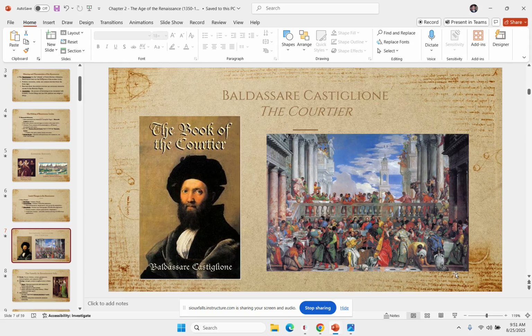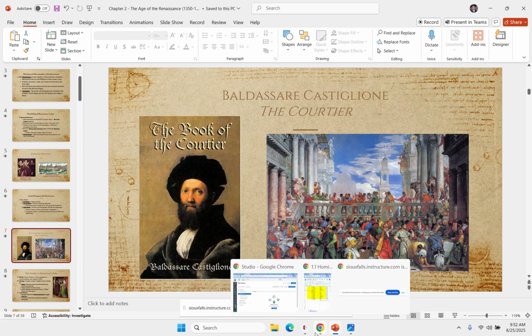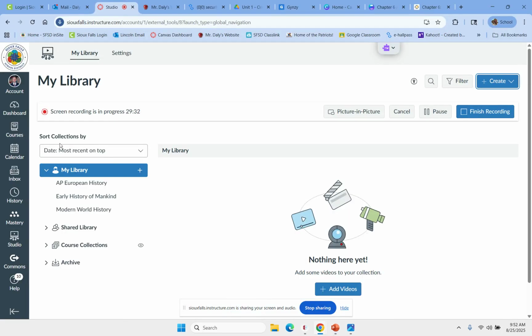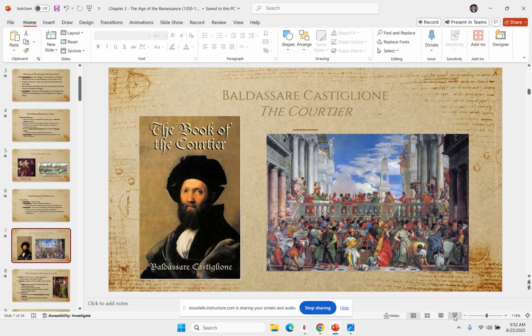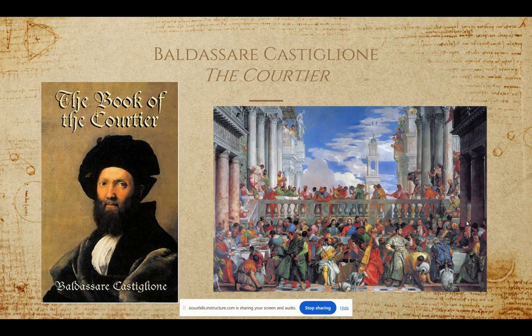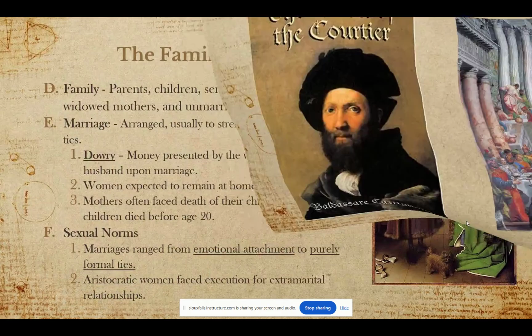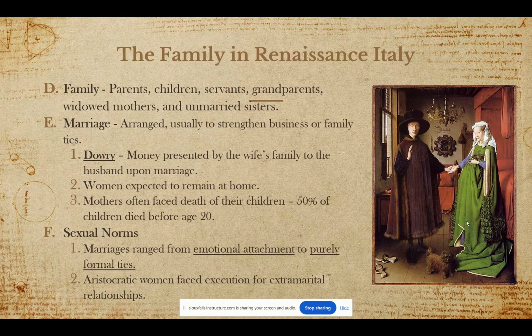But I do encourage you, if you have the opportunity, to read a chunk of The Courtier, which I posted on Canvas under modules. If you took 10th grade world history with me, it's the same excerpt that we read in class, but not a bad idea. So, reading a book like The Courtier, we would get an idea of what family relations were like in Italy.